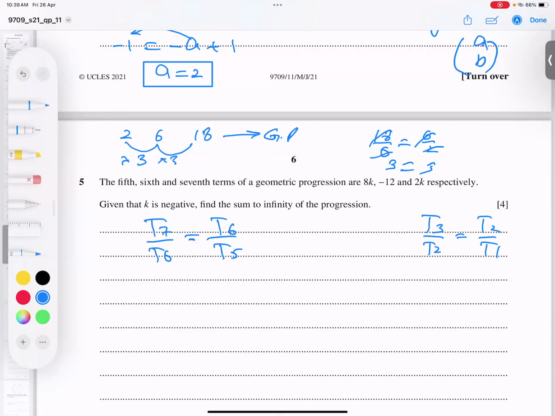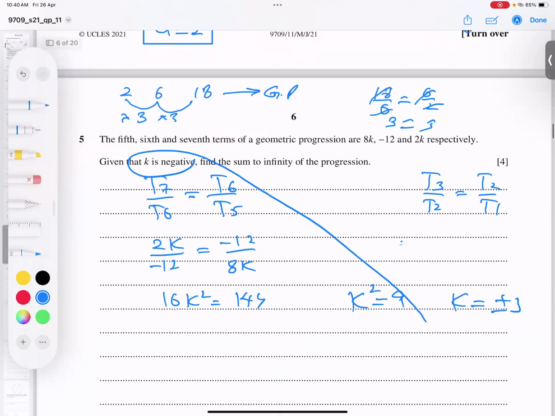Same process. So T7 is 2K, T6 is negative 12, and T6 again negative 12, and T5 is 8K. Cross multiply, this goes there. 16K to power 2 and 144 is multiplied with that. And K square is 144 divided by 16, I get 9. So K square is equal to 9. And I get 2 answers, plus and minus 3. But he said K is negative. So I say that K is equal to negative 3. I hope you got my point. But negative 3, not positive 3. Done.